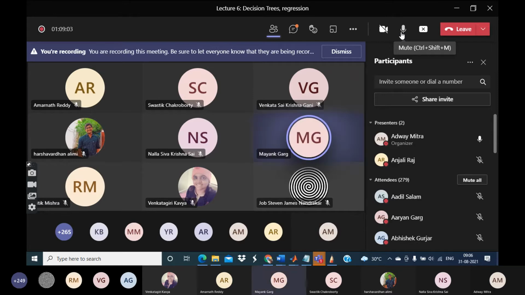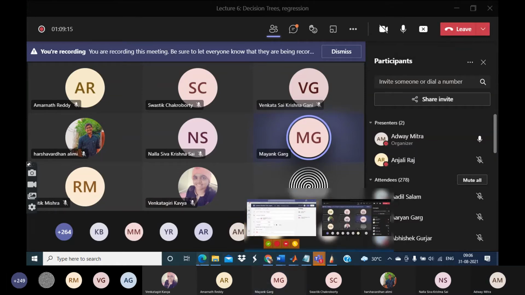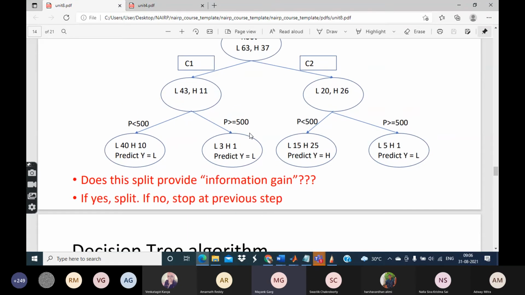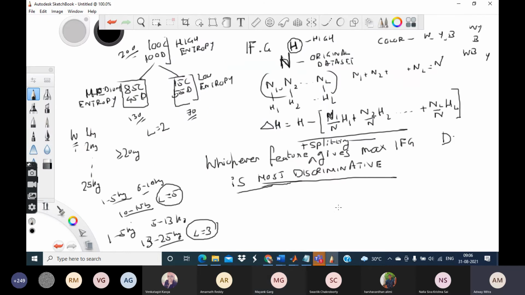Sir, how to find the information gain after two splittings? If you can, repeat once. How to find information gain in more than one splitting? Okay, in more than one split, are you trying to say something like this?